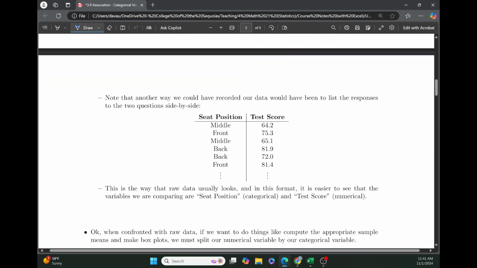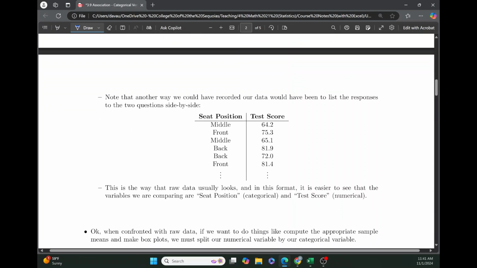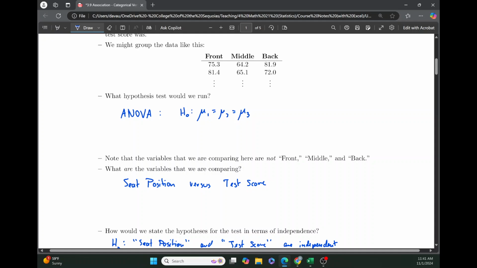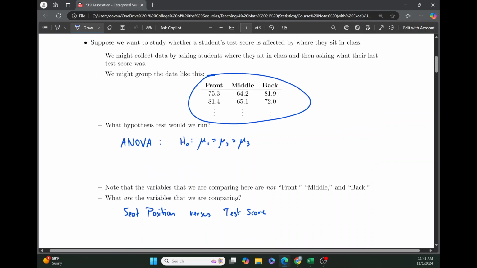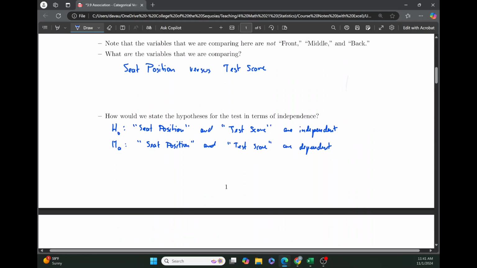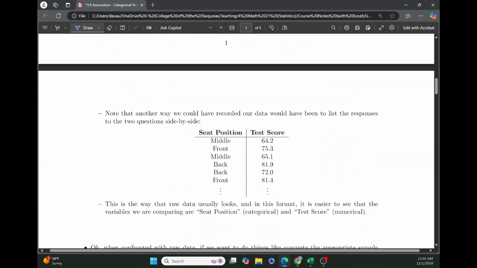Now, another way that we could have recorded our data. Okay, so again, we were trying to discover if test score and seat position are somehow related to one another. And we said originally that we could collect our data and record it this way. But another way that we could have recorded our data would have been to just keep track of each individual and whether they said that they sat in the front, back, or middle, and then their test score, right? So we could have recorded the data this way. In fact, in most data sets, this is going to be the way that the data will be recorded.